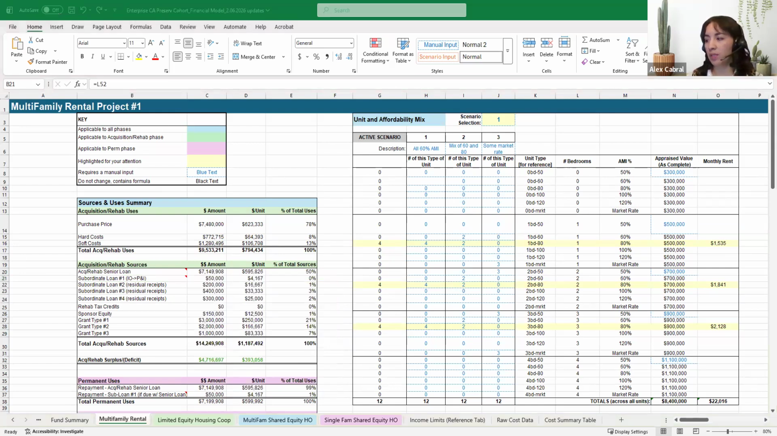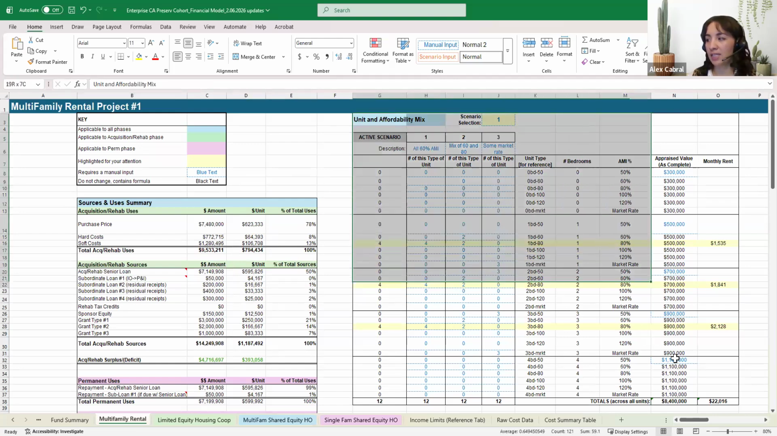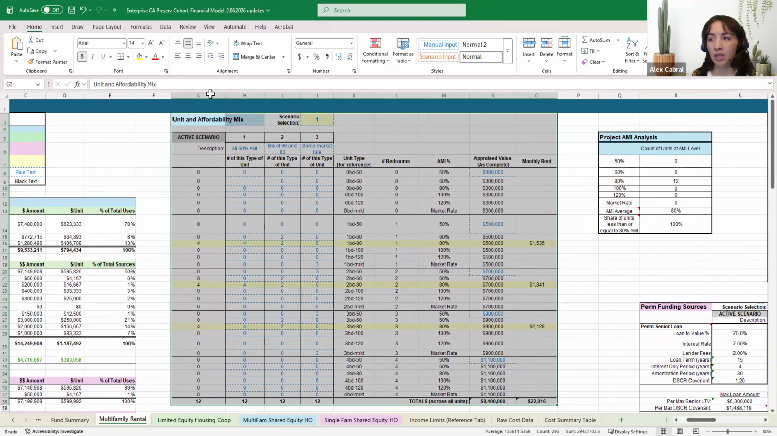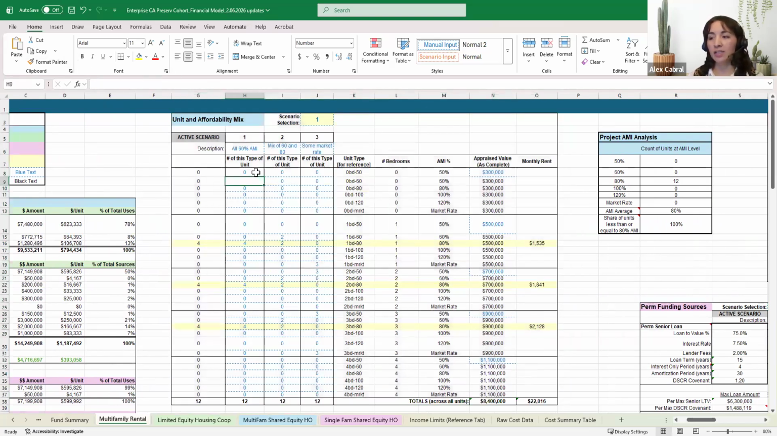Our first step to filling out this pro forma is this unit and affordability mix table. Now this here asks you the number of units of each bedroom type and the affordability level. So when we're working with these types of tables, I'll explain the scenarios once we get through inputting the data, but make sure these start on scenario one, right? You have options one, two, three. Make sure they start on one.